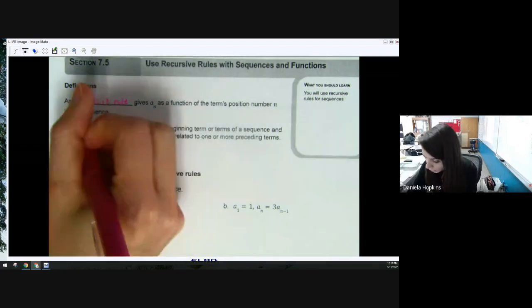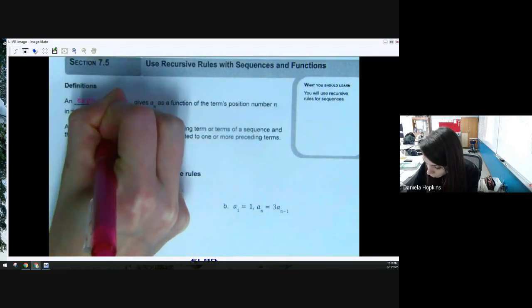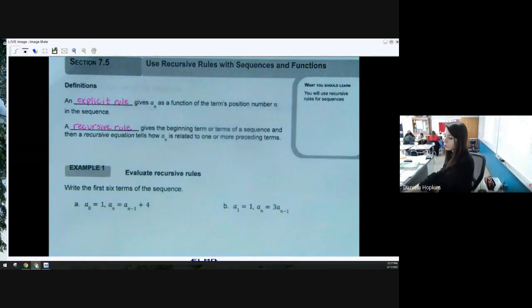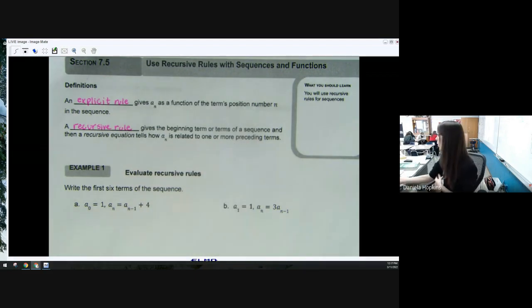Now we're going to talk about something called a recursive rule. A recursive rule gives the beginning term or terms of a sequence, and then a recursive equation tells how a sub n is related to one or more preceding terms. So now this is dependent on what terms you have. And I think it's a little clearer once we do some examples.